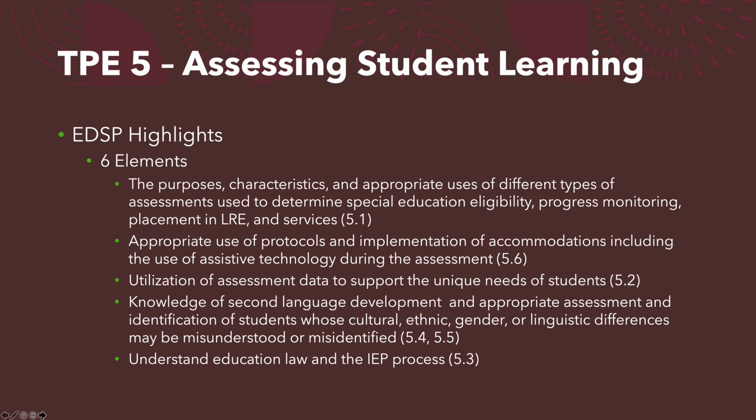TPE 5, Assessing Student Learning. This TPE is comprised of 6 elements that focus on proper administration, documentation, and appropriate use of assessments and assessment data, appropriate use of accommodations and/or assistive technology during an assessment, understanding special education law, the IEP meeting process, and knowledge of misidentification due to cultural, ethnic, gender, or linguistic differences.